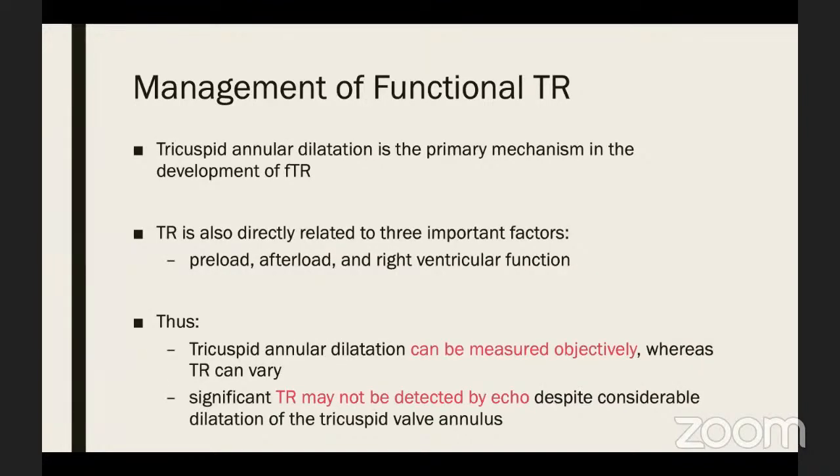So the primary mechanism for functional TR is tricuspid annular dilatation. However, for TR to occur, there are also other factors, including the preload, the afterload, and the RV function. And thus, the tricuspid annular dilatation can be measured objectively, whereas the tricuspid regurgitation cannot, because it depends on these factors. So significant TR may not be detected by echo, despite the annulus being considerably dilated.